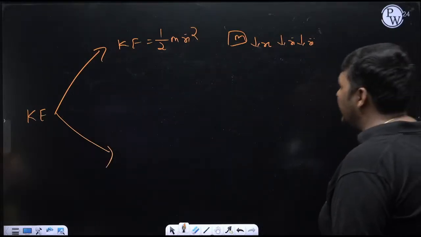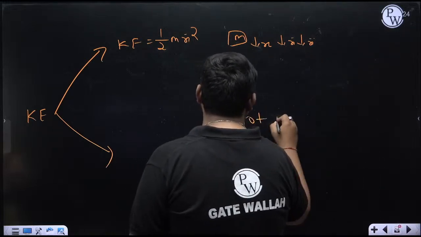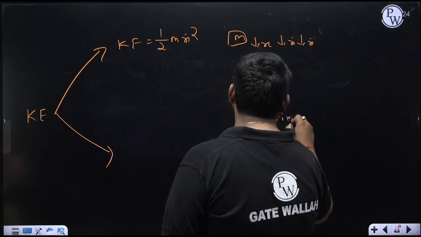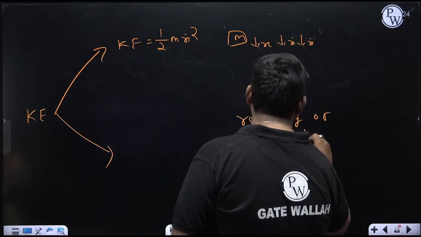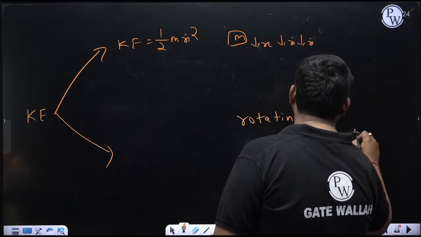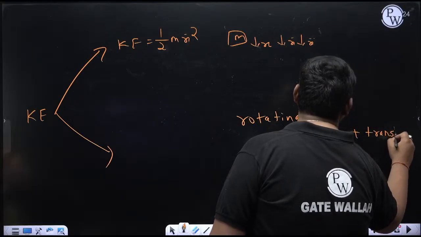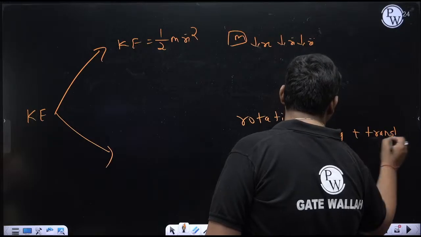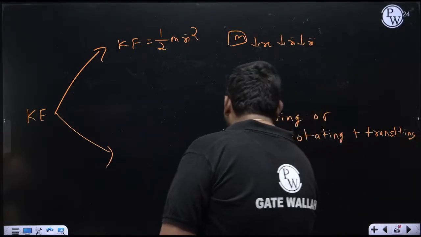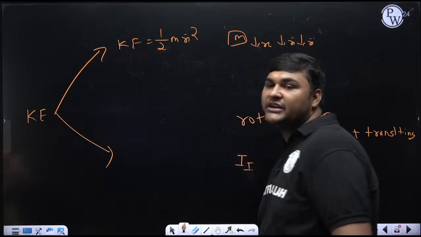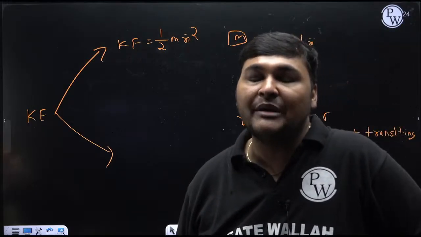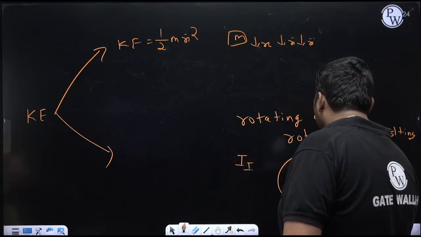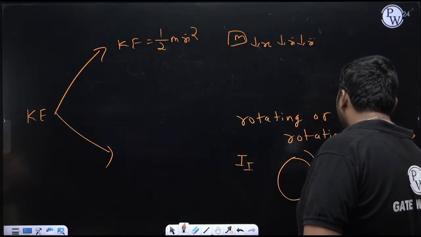But if it is rotating, or rotating plus translating, it is very simple. For a rotating body or a rotating plus translating body, you only have to find the I center of that body. We calculate I about the I center, the mass moment of inertia about the I center, as I have already explained, and we calculate its angular velocity. Suppose the angular displacement is theta, so angular velocity will be theta dot and acceleration will be theta double dot.